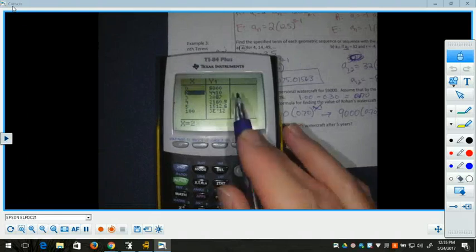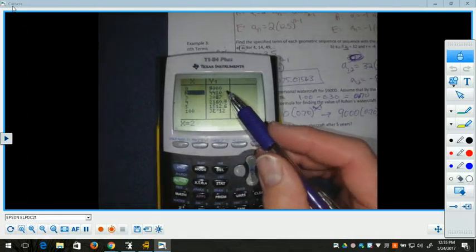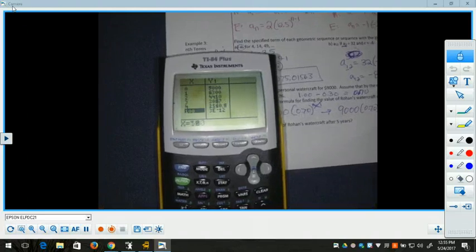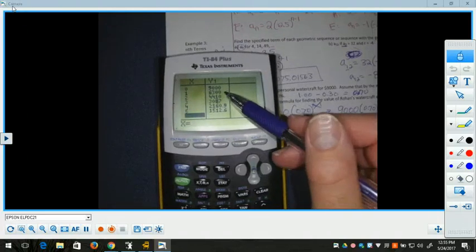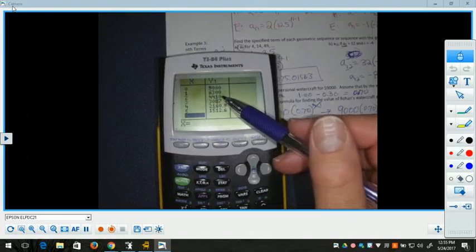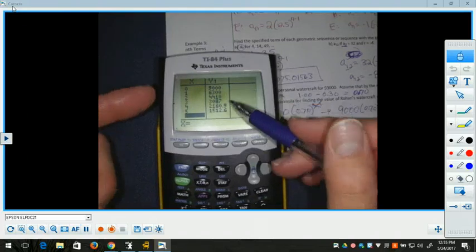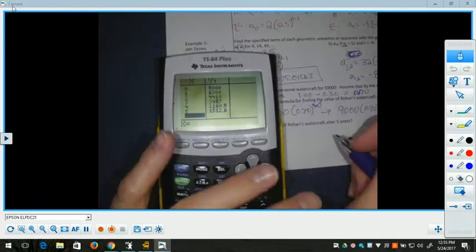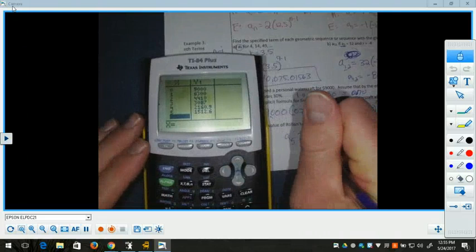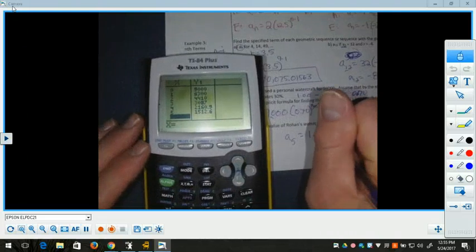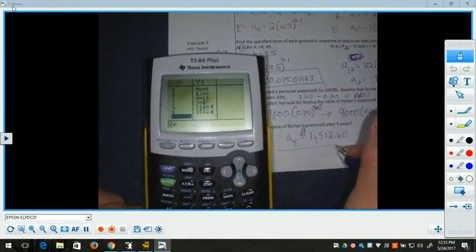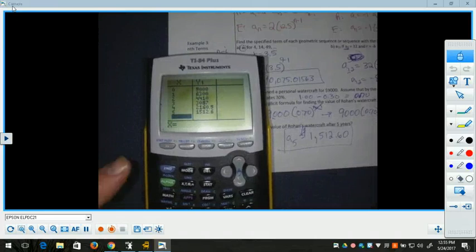At 0 years, right as soon as he buys it, it's worth $9,000. The minute he takes it off the lot, it starts depreciating so that a year later, it's worth 30% less, 30% less, 30% less. I didn't have to do all of these, I just wanted to make sure that the pattern looked right to me. And so now I know that A sub 5 is going to be 1,512.60. After 5 years, that $9,000 watercraft he just bought is only worth $1,500 roughly.